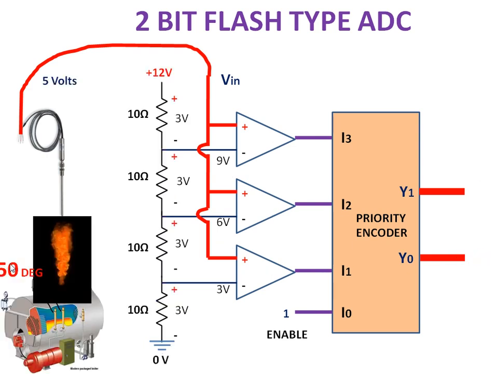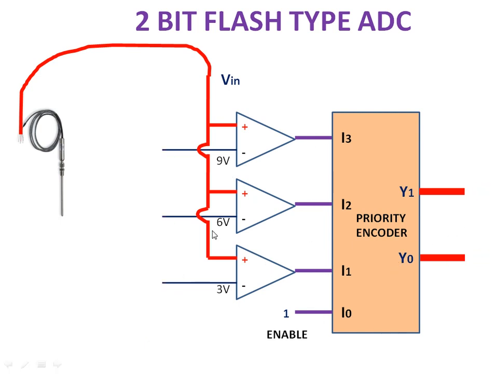Suppose the temperature is 50 degrees Celsius, it will produce 5 volt. This 5 volt is given to the positive terminal. So 5 and 9, compare the two voltages. 5 less than 9, it will produce 0. 5 less than 6, again it will become 0. But here 5 greater than 3, so the comparator output will be 1. So for this combination 0 0 1, the output will be 0 1.